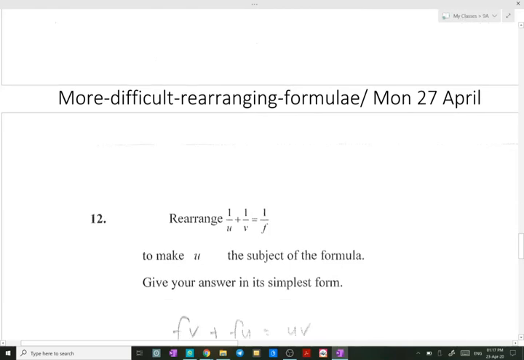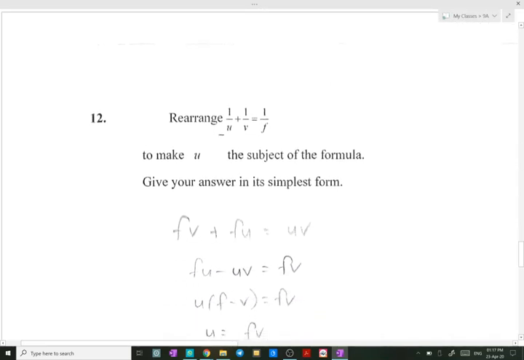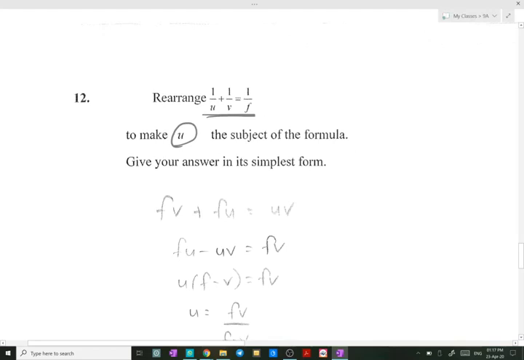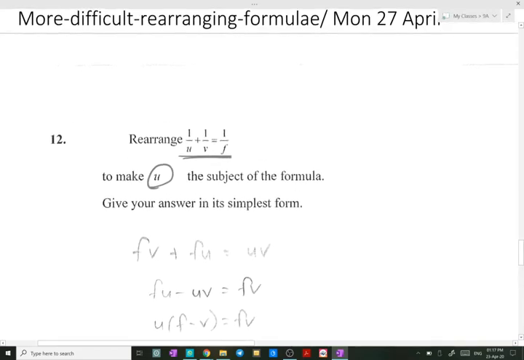Number 12, we need to rearrange this formula such that u is the subject, and we need to write it in the simplest form. So the first thing, the way of thinking here, is to take the common denominator. Now the common denominator between u and v is their product. So let's take u times v.